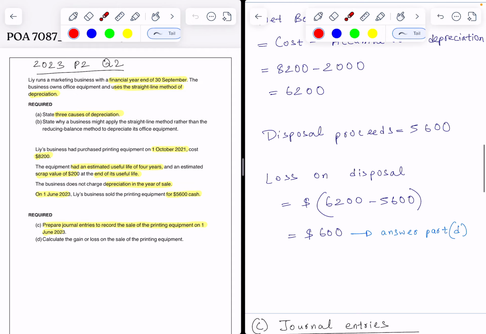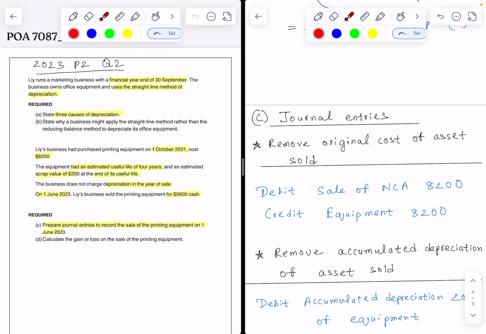All right, so now let's look into the journal entries for how we can record the sale of a non-current asset. So when it comes to recording the journal entries for the sale of a non-current asset, we would want to do it in multiple steps. First, we would want to remove the original cost of the asset that we have sold. So equipment by default, before it was sold, it was a non-current asset which was debited in the business financial statements or in the business books.